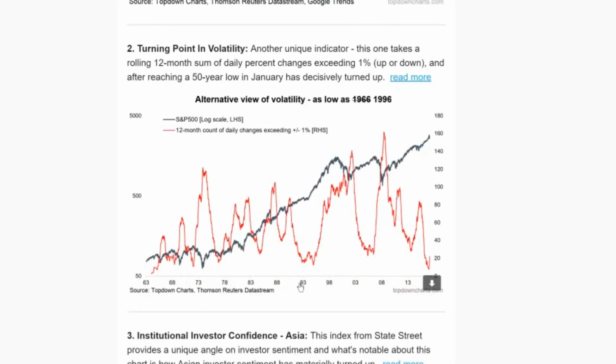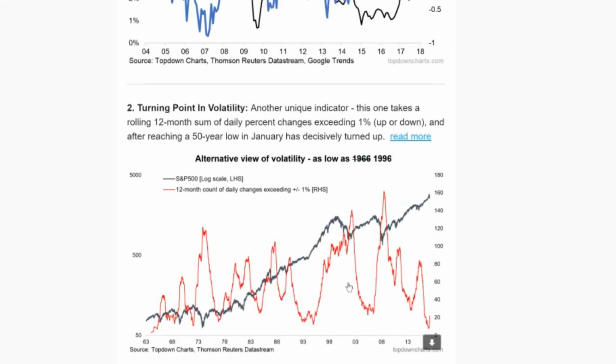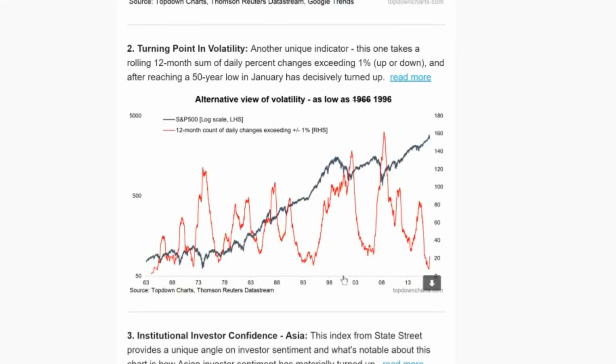Number two, and these are all completely unrelated. There's probably going to be some relation between them, but I've picked them from the various articles that were done. For example, this one comes from an article about expecting higher volatility, and if you wanted to read more about that, you can click on the read more link.